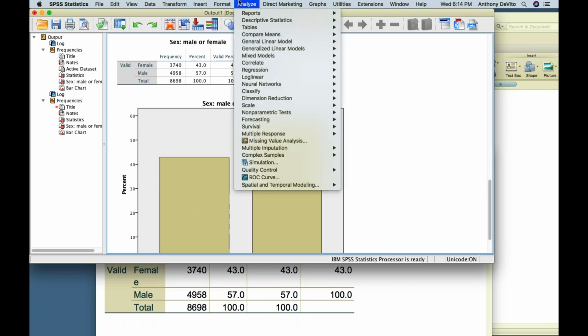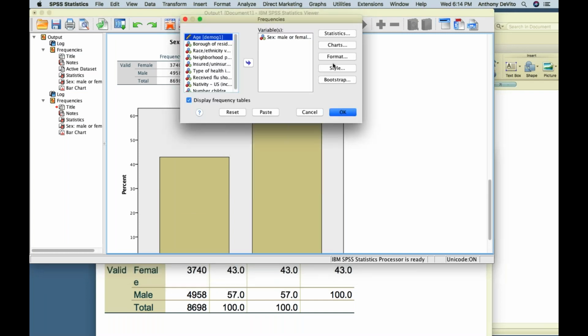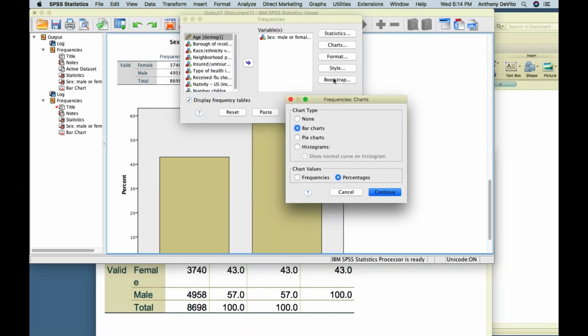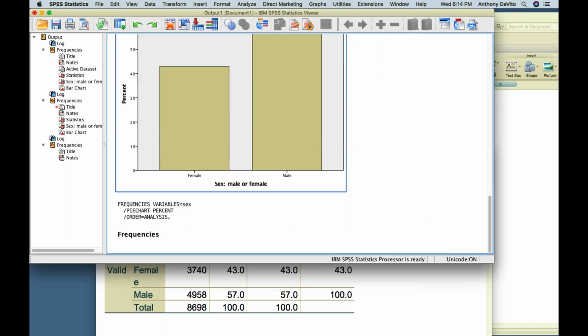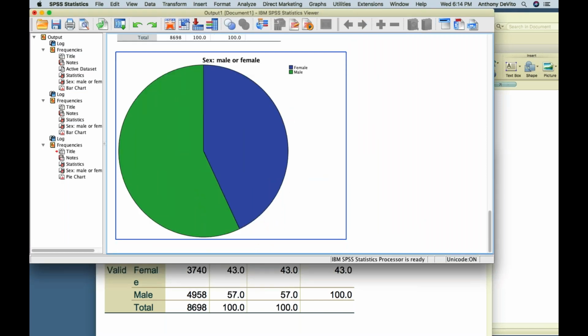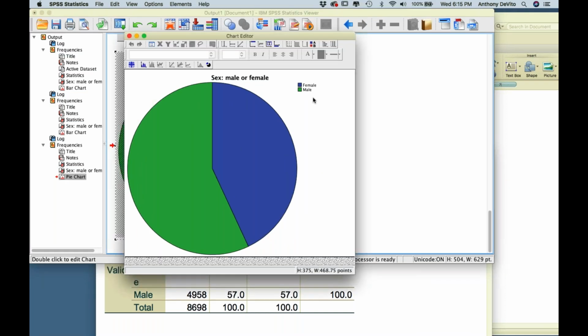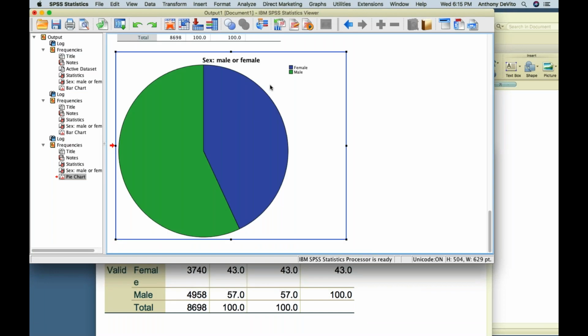You could also say Analyze, Descriptive Statistics, and Frequencies again. And instead of bar charts, pick a pie chart. Okay, you don't see too many statisticians using pie charts, right? They're a little bit kind of primitive, but we'll click that, and bingo, there's your pie chart. So it's easy to see that there's more males than there are females in there. And again, you can double click into this. It pops up in a new window in an editor, but you don't have to worry about that.